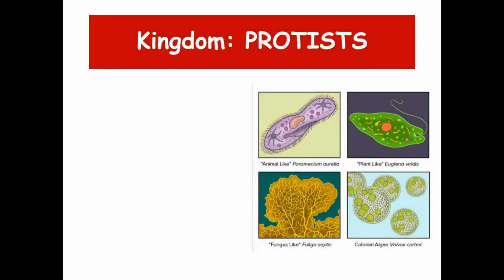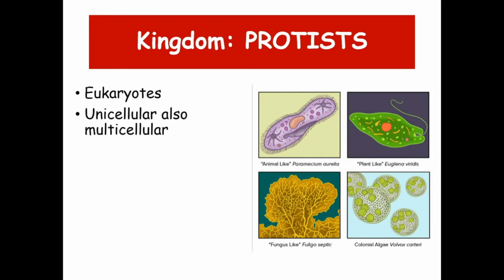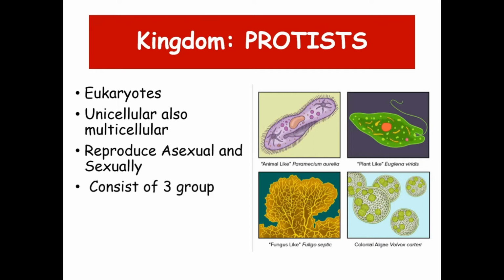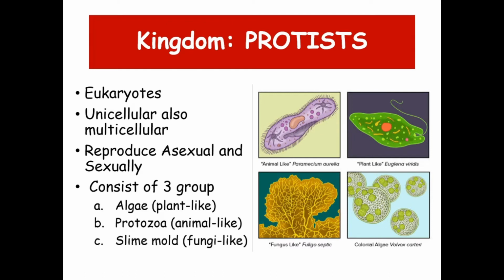Now let's talk about Protists, the second kingdom of the five kingdom classification. Protists are eukaryotes. They are unicellular but also multicellular organisms. They can reproduce asexually and sexually, and they consist of three major groups. First is algae or plant-like protists. The second is protozoa or animal-like protists, and the third one is slime mold or fungi-like protists.